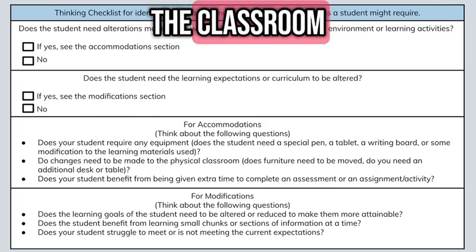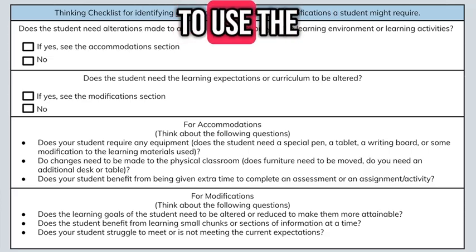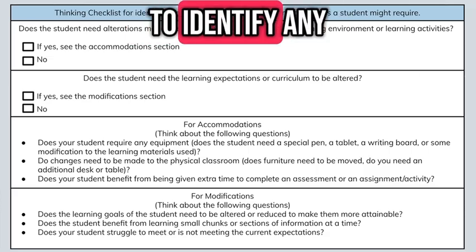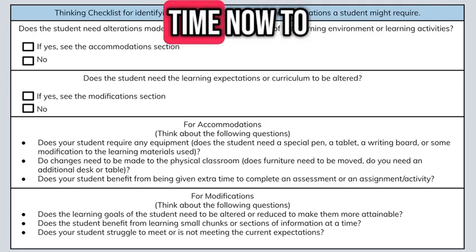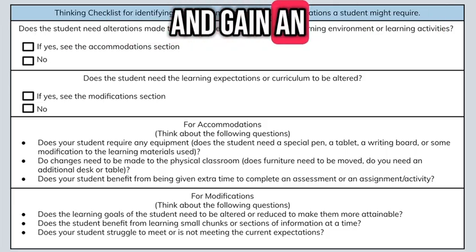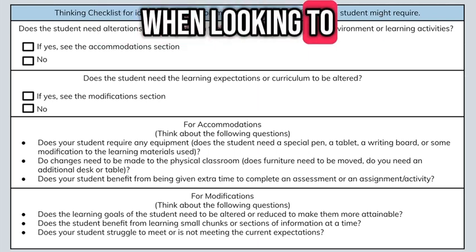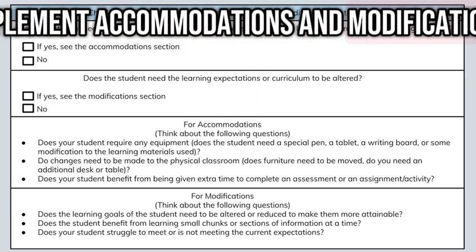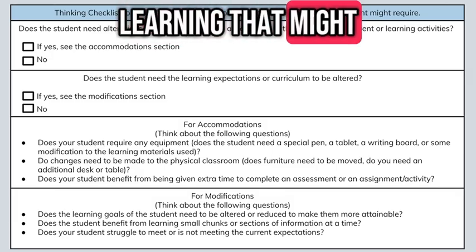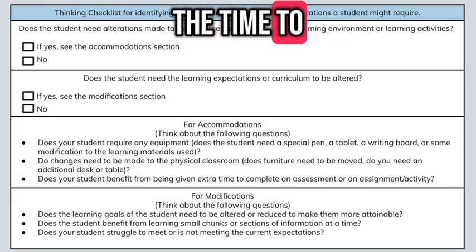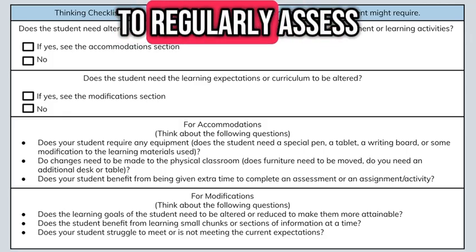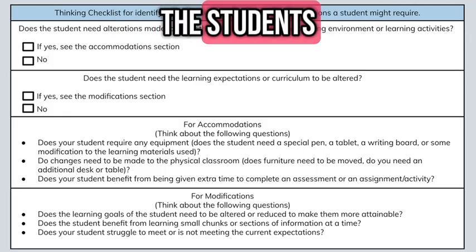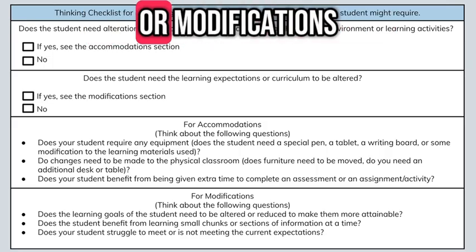When working in the classroom in the future, I encourage you to use the checklist in front of you to identify any accommodations or modifications that your students might require. Please take the time now to go over the checklist and gain an understanding of what it entails. When looking to implement accommodations and modifications, there might be trial and error learning that might take place. Educators should take the time to try out different learning materials or to set varied, altered learning goals for students, and be sure to regularly assess the progress of the students with the implementation of these accommodations or modifications.